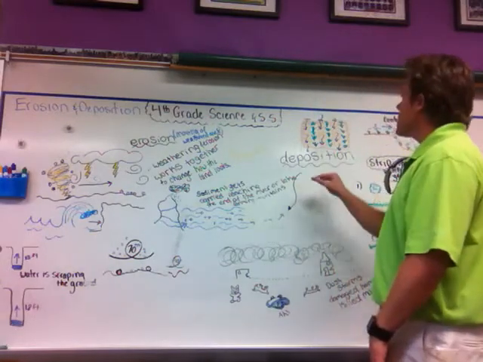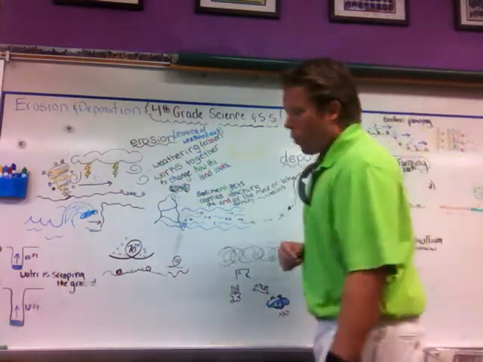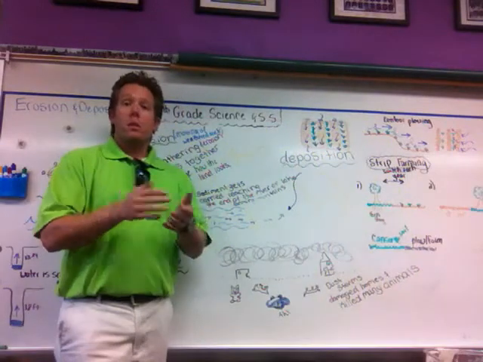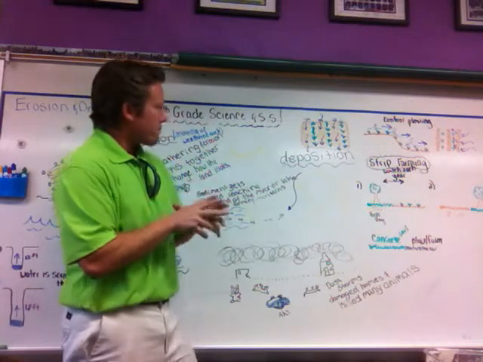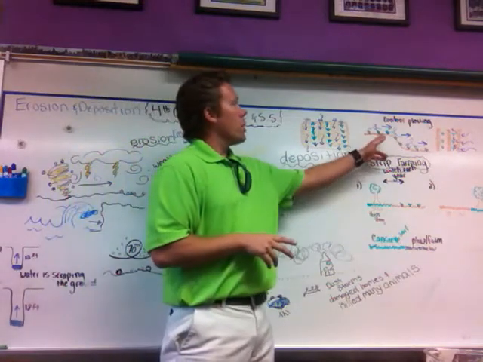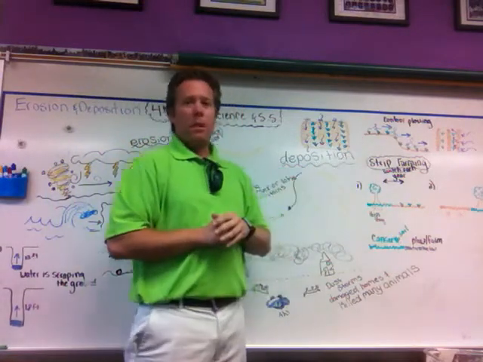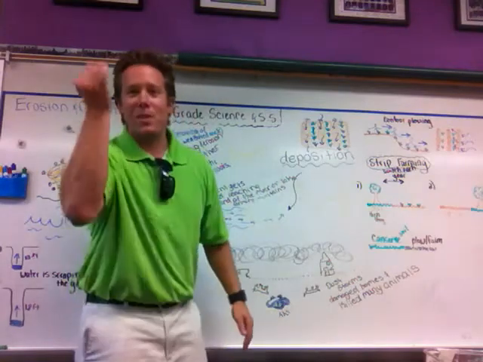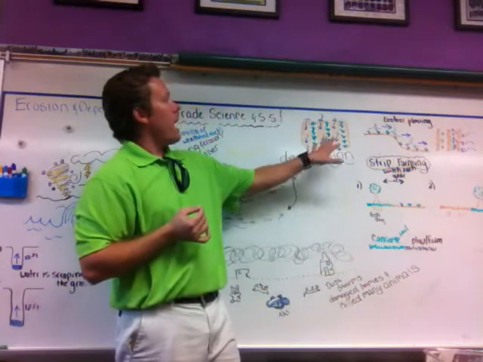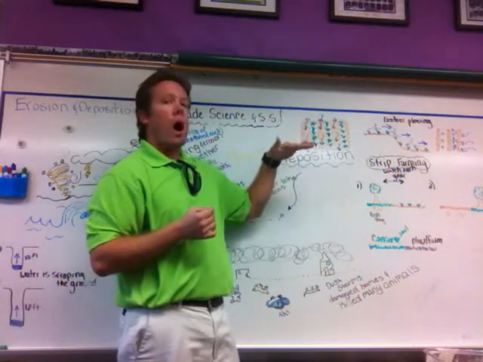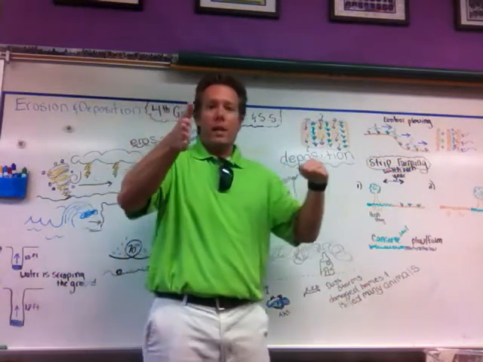All right, now we talked about deposition. Now let's talk about different ways that farmers have come up with to try to keep our land from eroding, right? One of them is called contour plowing. Contour plowing, all right? Basically what happens is they plant the crops so they block the wind, okay?